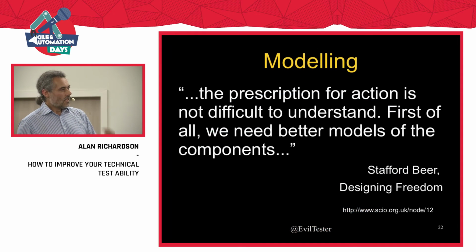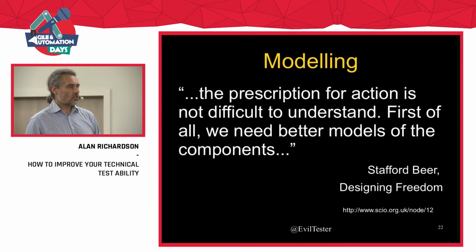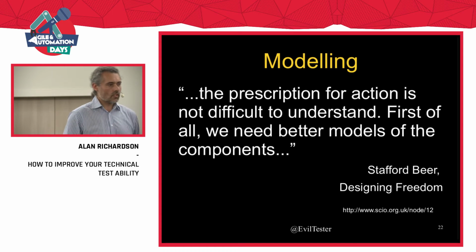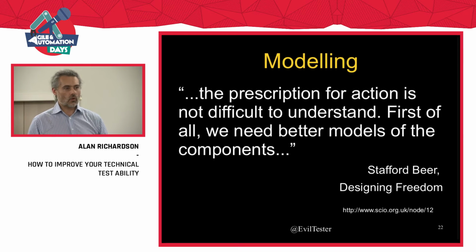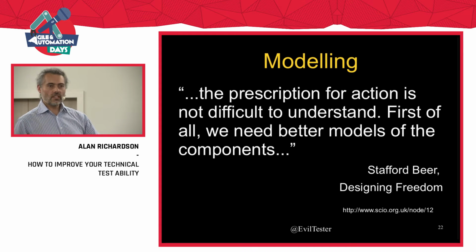Stafford Beer said in his Designing Freedom book, because Stafford Beer was a cybernetician, the prescription for action is not difficult to understand. First of all, we need better models of the components. As soon as we have better models of our components, as soon as we have better models of our processes, we can then start looking for gaps. We can then start addressing coverage. All coverage is based on a model. Every coverage metric we have is based on some model. If we don't have a model, we don't have a measure of coverage, we can't assess whether we're doing enough or not.